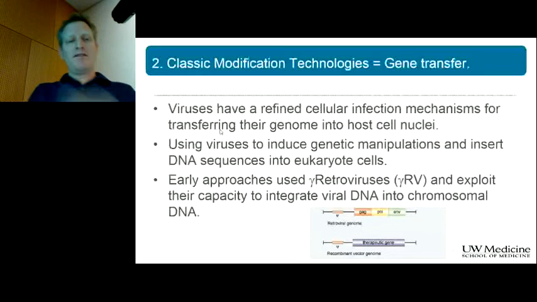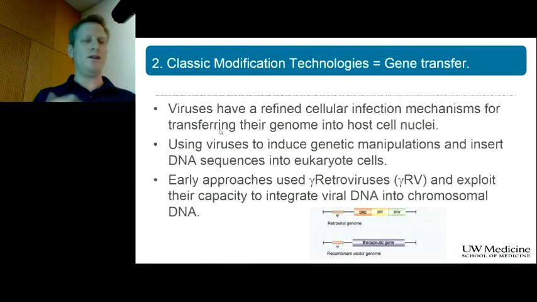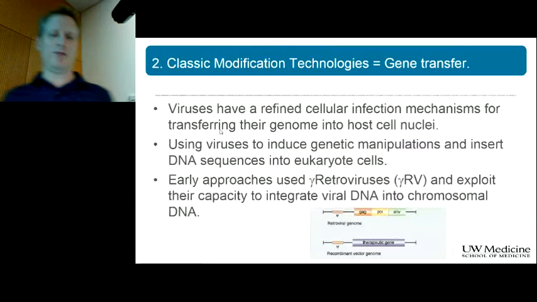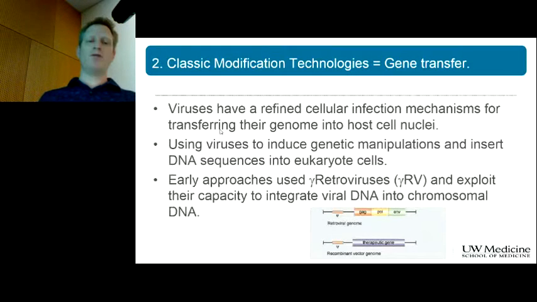So people thought, okay, let's use viruses. They know how to do it. Let's change their DNA in some way and use them to transfer any DNA or nucleic acid material that we want into different cells, human cells, for example, or any other cells that you want. And the early approaches used gamma retrovirus to integrate viral DNA into the chromosome.